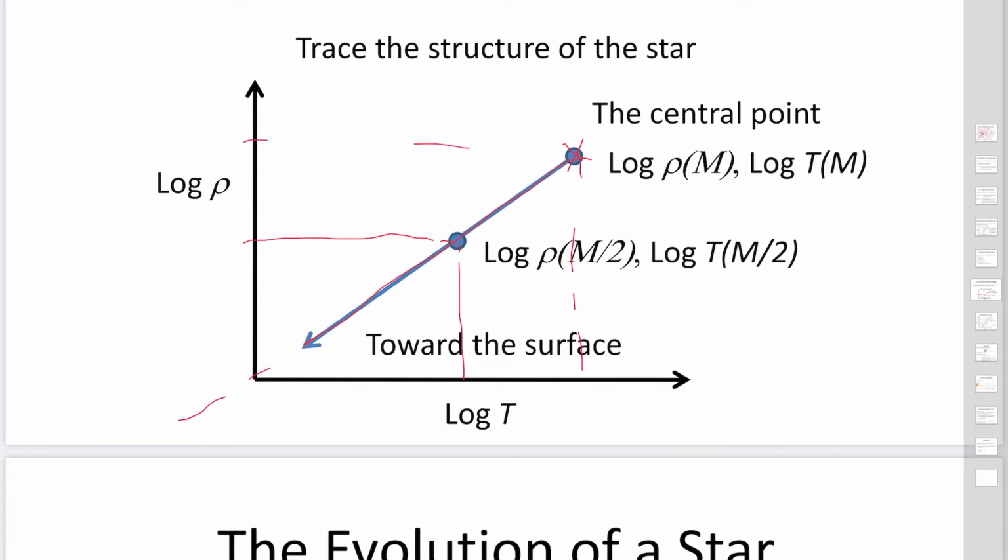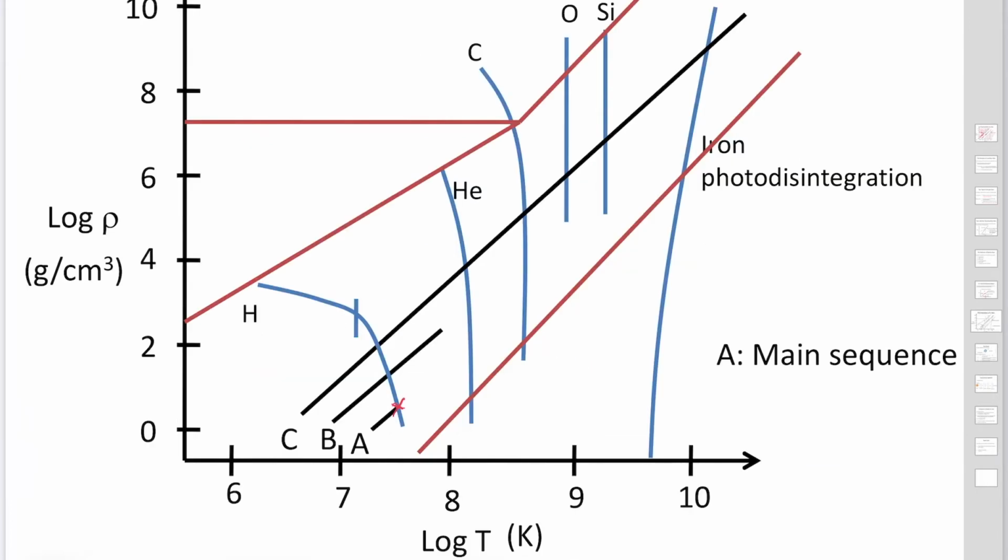If you follow this, you can find the density at each point inside the star. In the case of the star at stage A, at the center of the star, hydrogen is burning. In the outer region, stable hydrogen exists. So in main sequence stars, at the very center, hydrogen is converted to helium. Nuclear burning occurs at the center, but in most of the atmosphere, stable hydrogen exists. This is the main sequence stage.